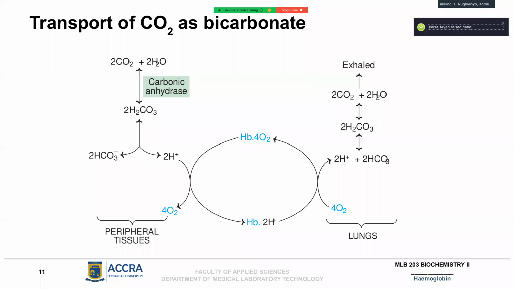So does that mean that the carbon gotten from the tissue is not being transferred to the lungs? Okay, so the bicarbonate ions are moving freely in plasma from the tissues to the lungs, whilst the hydrogen ions are bound to hemoglobin. So they are carried on the hemoglobin to the lungs. Does that answer your question? Yes, sir. All right.